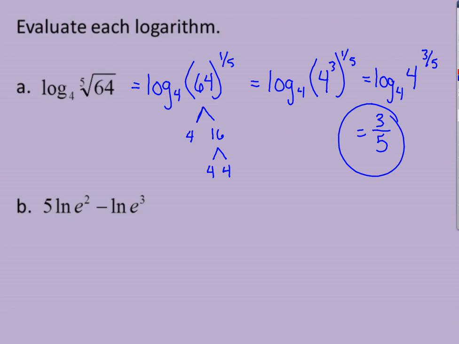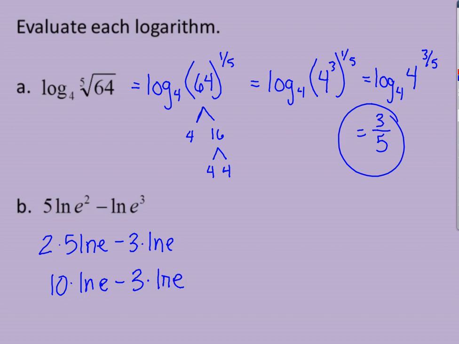On the next one, we can simplify this by getting the exponents out front first. So remember, you multiply. Two times 5 gives us 10. So we have 10 times the ln of e minus 3 times the ln of e. The ln of e is the natural log, so log base e of e, and that's going to cancel and just give us 1.